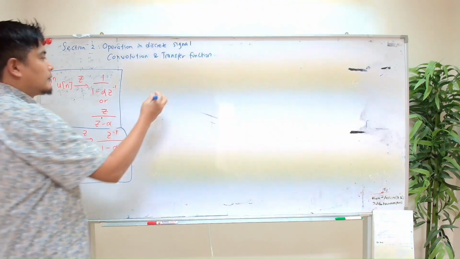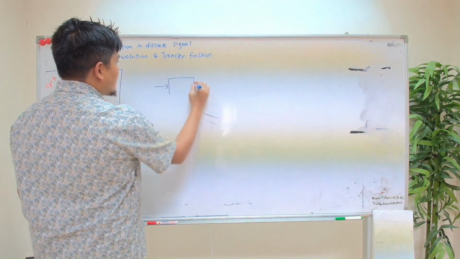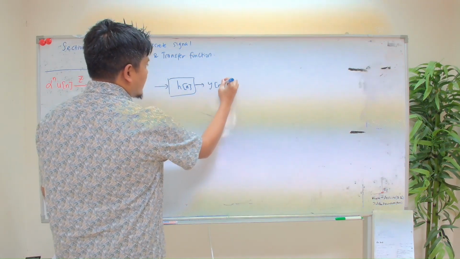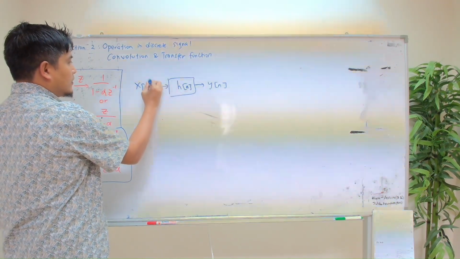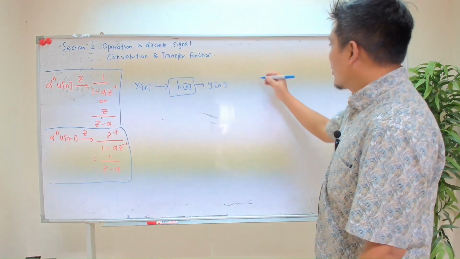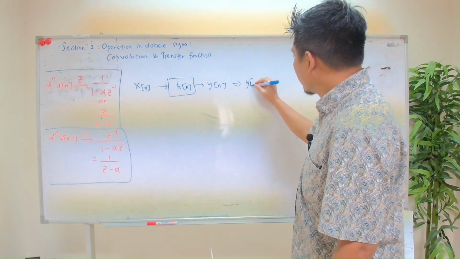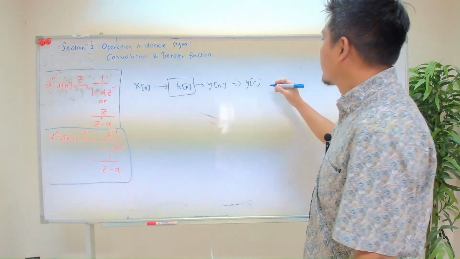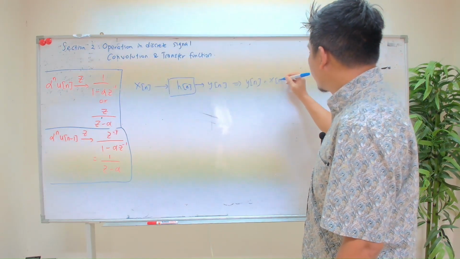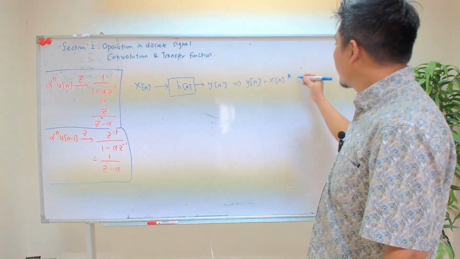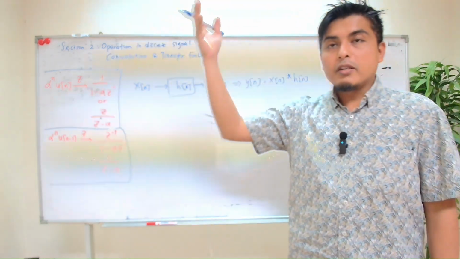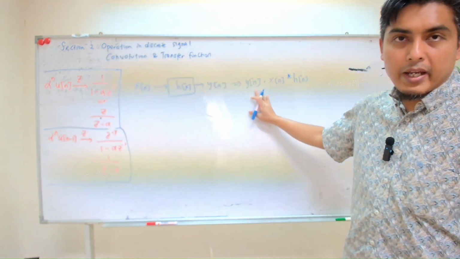Also, I will compare. So let's say you have h[n], y[n], and x[n], and the question asks you to get the y[n] output. In order to get the y[n] output in discrete signal, you need to convolve the x[n], the input discrete signal, with the h[n]. And you can see there is so much work in order to get the y[n].